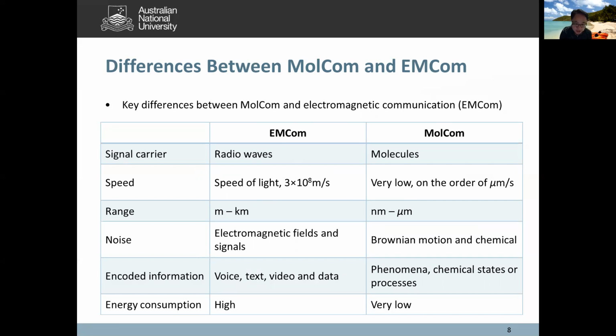For the communication range, there is a huge difference. For wireless communications, the communication range is from a few meters up to 1 or 2 kilometers. And even for some more advanced wireless communication systems, we also consider tens or even hundreds of kilometers for the communication range. But for molecular communications, the range is from a nanometer to micrometer. So the range of molecular communication is very, very short compared to wireless communications.